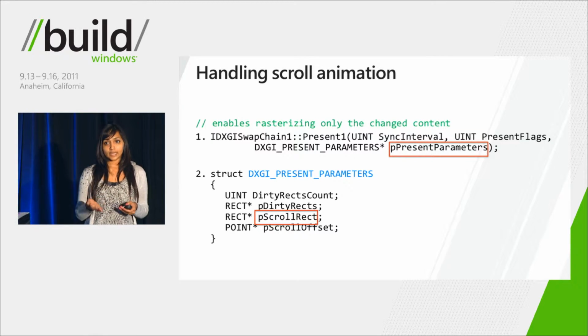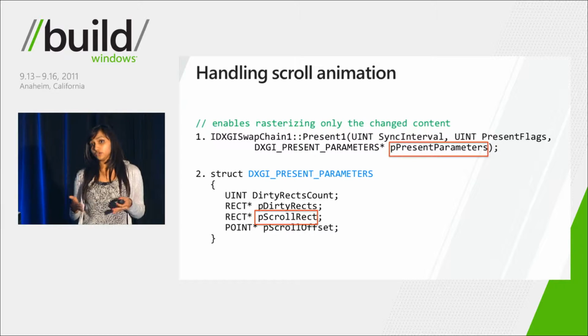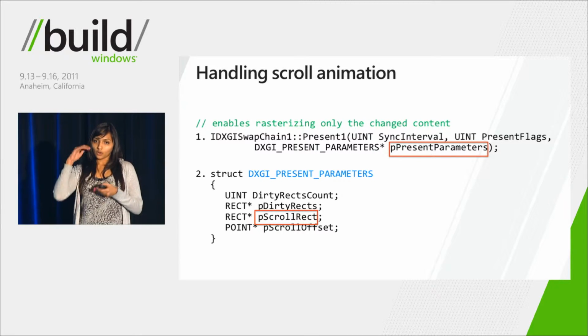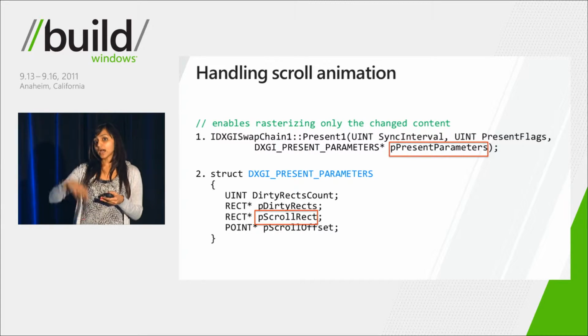It basically enables you to specify a region, a rect, which is only that rect is updated every time you're scrolling instead of re-rendering your whole scene.